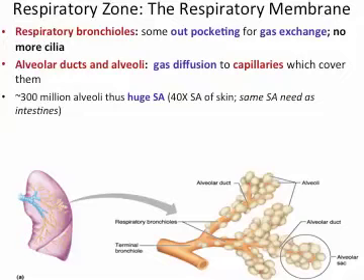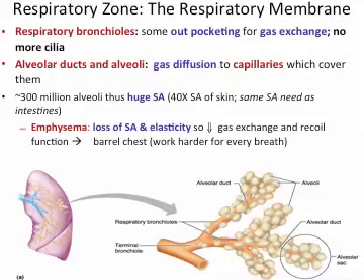So that means there's a huge SA, or surface area, for gas exchange, which is what you want in a mammal that breathes air. You want a huge surface area to allow for oxygen to diffuse from the alveoli into the alveolar capillaries, and for carbon dioxide to diffuse in the opposite direction.